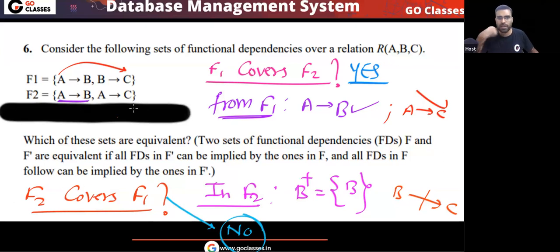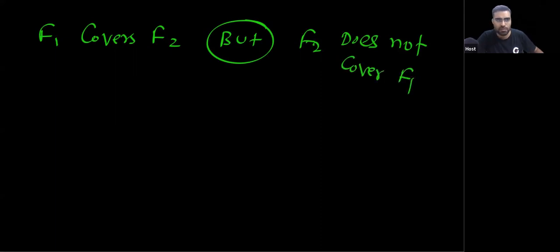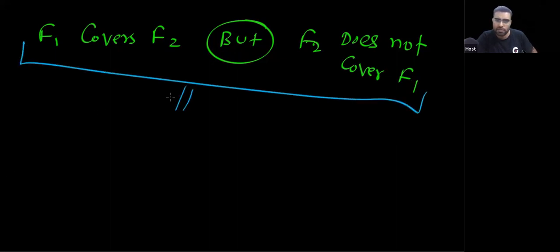Please tell me. So remember, F1 covers F2, but F2 does not cover F1. What does that mean? In terms of closure of F1, F2, what does that mean? F2 does not cover F1. So this entire thing, what does it mean? That means that F1 is more powerful.